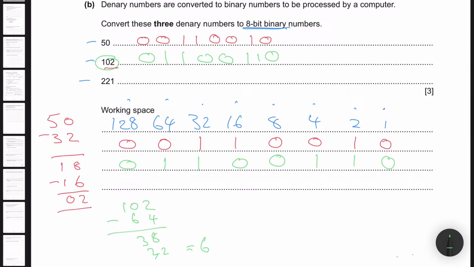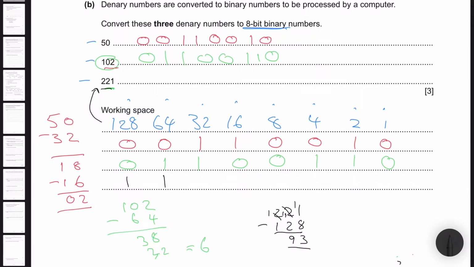Okay, do you see what I'm doing? We'll have a little go at the last one, because the last one does have a 128 in it. 221. Does 128 first of all go into 221? Well, yes, it does. But how many is left? So 221 minus 128. Well, I'm just going to do it like this. I've got 93 left.